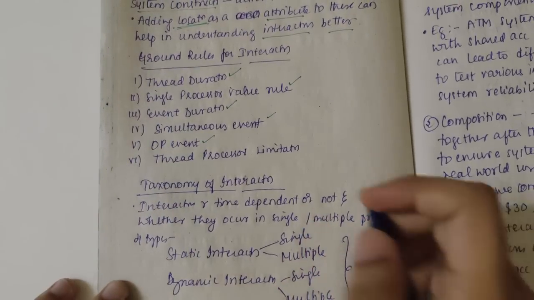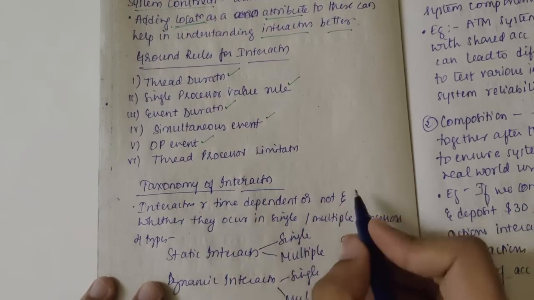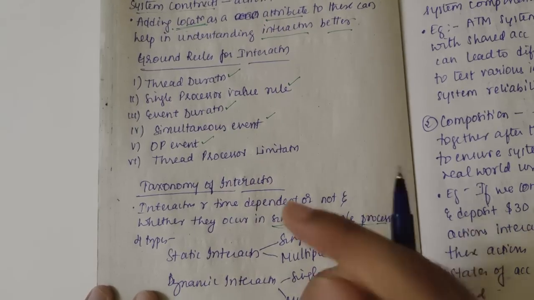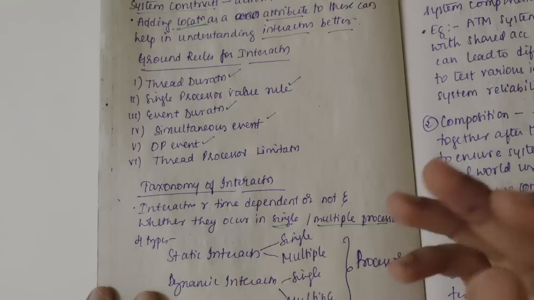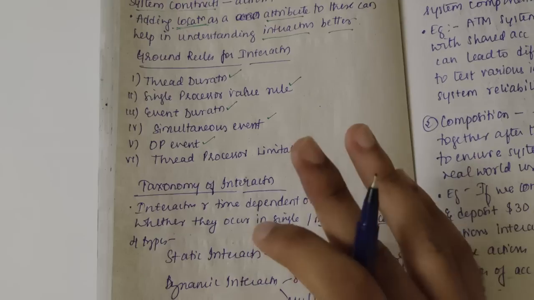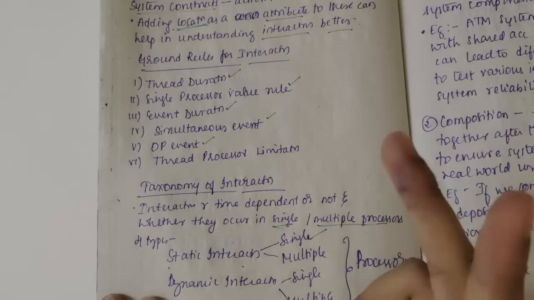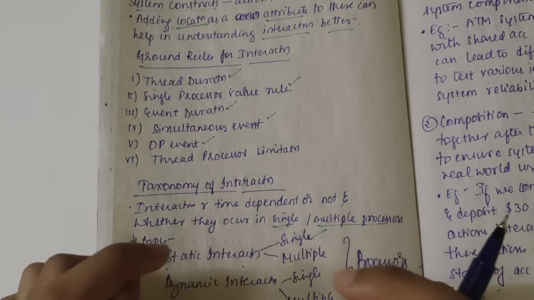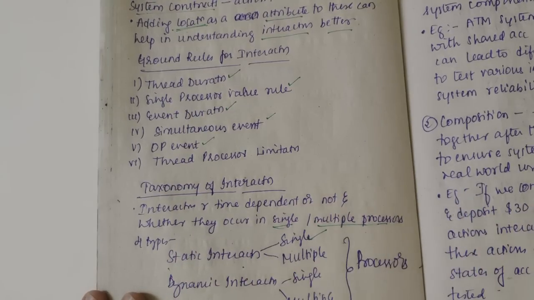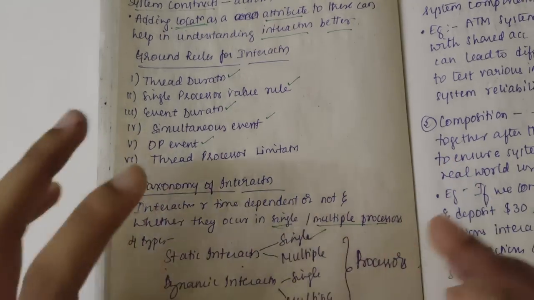Then we have the taxonomy of interaction. The major thing is that interactions are time dependent, and not about whether they occur in single or multiple processors. So the main things here are time and position, as I said earlier. Here we have four types of interactions. The first one is static interaction in a single processor, meaning interactions that occur independent of time with a single processor. Then static interaction in multiple processors, meaning time independent interactions occurring in multiple processors.